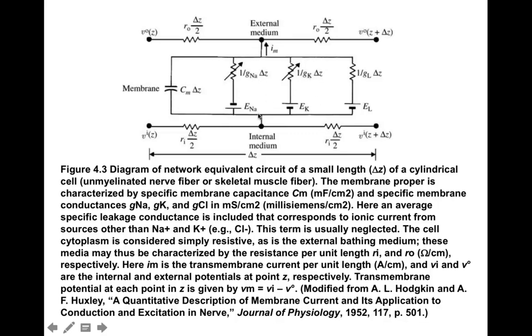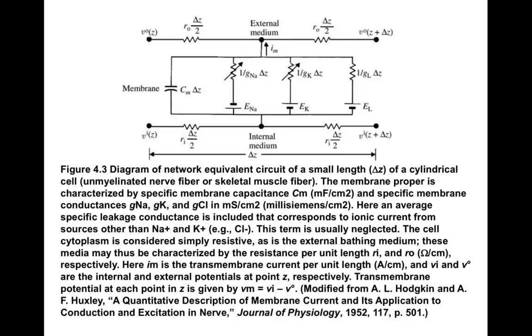So you have the cell membrane represented here. You then have the internal medium and the external medium. A current can flow, meaning a voltage can travel or propagate along the length of this cell. So you have some potential on the outside of the cell at point Z, and then you have a potential at Z plus delta Z on the outside. You have the same thing on the inside.